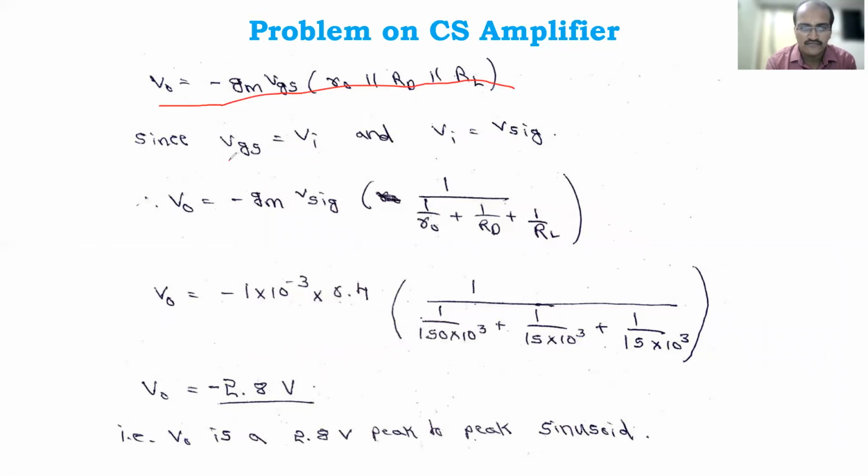And you also know that VGS is equal to VI in the case of the common source amplifier, and VI is equal to V signal. So VGS is equal to VI here, and VI is equal to V signal. So from that, V naught is equal to minus GM into V signal. And for these 3 resistances in parallel, as earlier we have written the same way, 1 divided by 1 by R naught plus 1 by RD plus 1 by RL. Okay, so just substitute the values now. V signal is 0.4 volt sinusoid, and GM is 1 into 10 to the power minus 3.